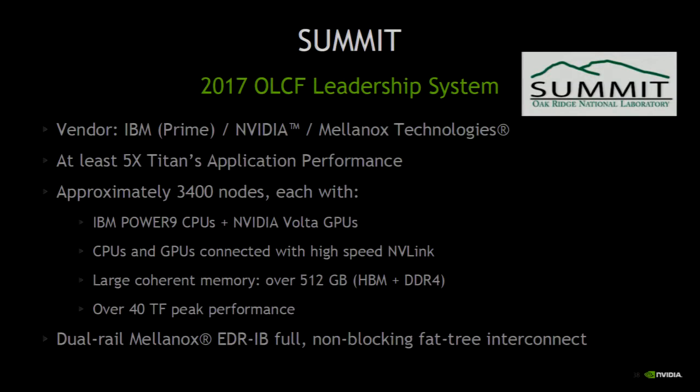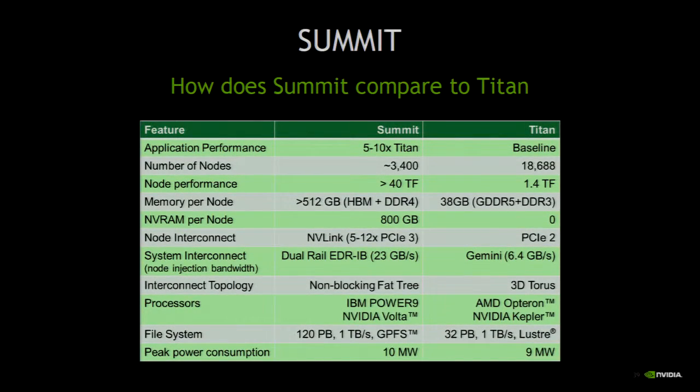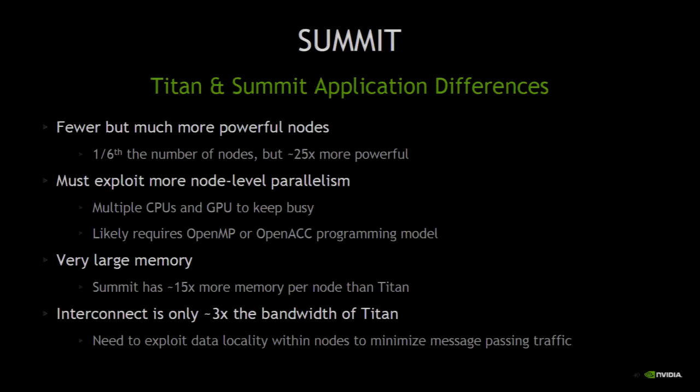So this is just a comparison chart for you to look into in more detail if you want to see what particular numbers are different between Titan and Summit, such as application performance, number of nodes, and so on. I'd like to highlight a few key differences that may be relevant to you when you design your algorithms. First, there will be fewer nodes, but they will be much more powerful. On Titan we have about 18,000 nodes, and on Summit there will be 3,400 nodes, but each node will be much more powerful.